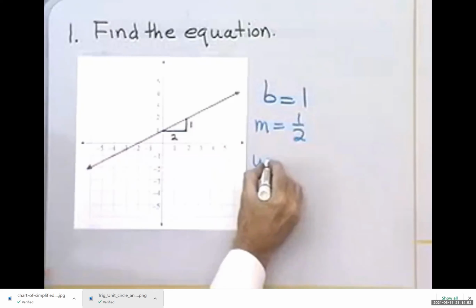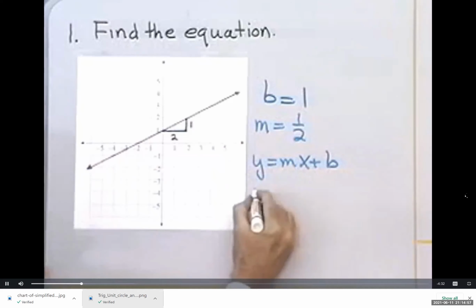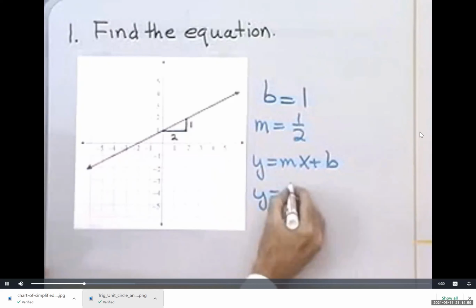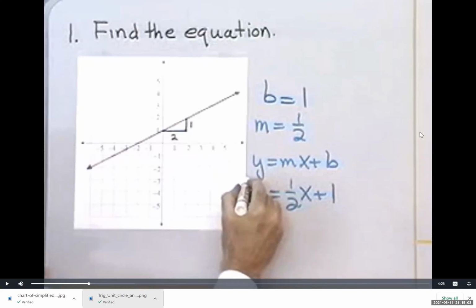I know the equation of any straight line can be written as y equals mx plus b. So this line must be y equals 1/2 x plus 1. For this type of problem, looking at the graph and figuring out the equation, you know the slope direction is positive, right? So your slope will be positive, so m has to be positive.